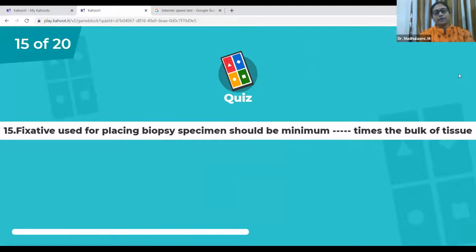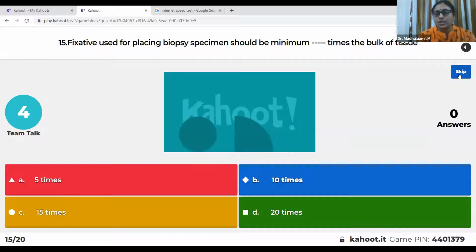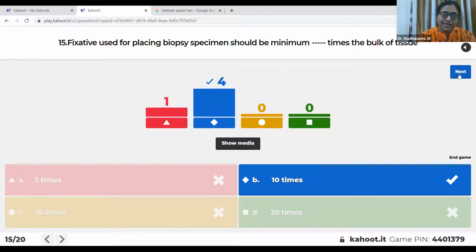The fixative used for placing a biopsy specimen should be minimum blank times the bulk of the tissue. So when you're putting a biopsy specimen inside the formalin, how much formalin should you take? Should it be 5 times more than the specimen, or 10 times more? 4 of you are right, minimum 10 times more than the specimen, so that the specimen is surrounded all by the formalin. So it will be well immersed in formalin. Good, the scoreboard.